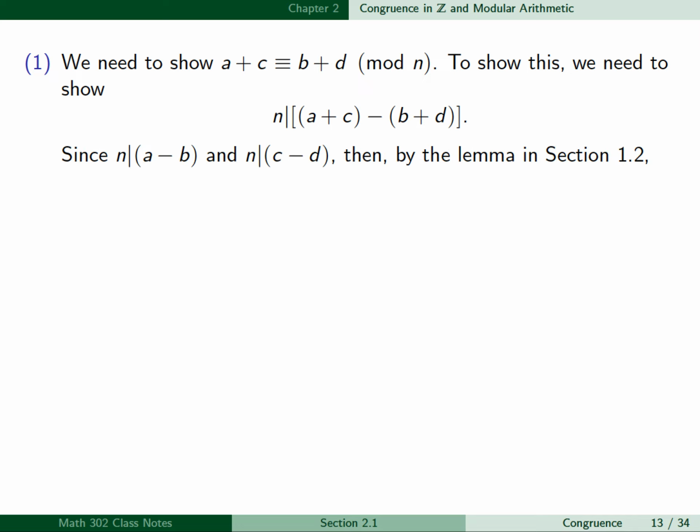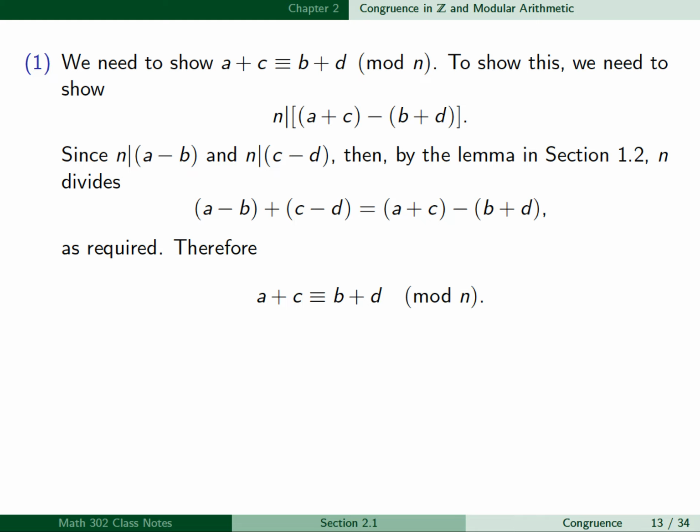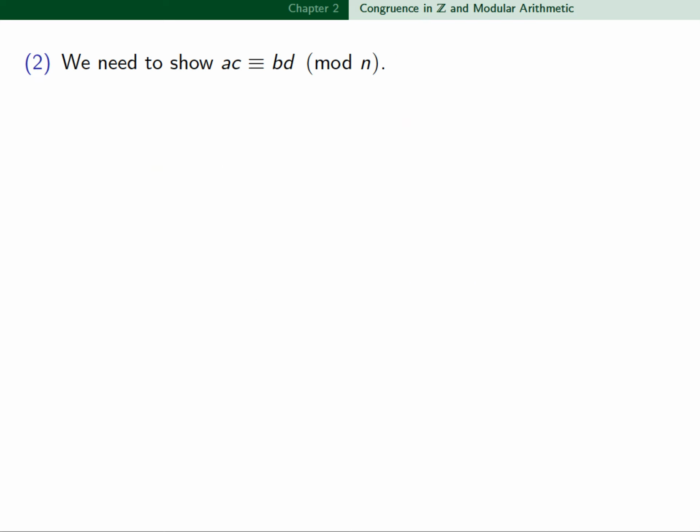Now since n divides a minus b and n divides c minus d from our hypotheses, then by that lemma in section 1.2 again, n must divide the sum, a minus b plus c minus d. And rearranging terms, this is equal to the quantity a plus c minus the quantity b plus d. And that's what we needed to show, that n divides that. And therefore a plus c is congruent to b plus d mod n. And this proves 1.